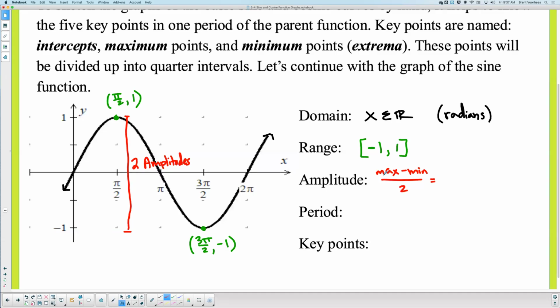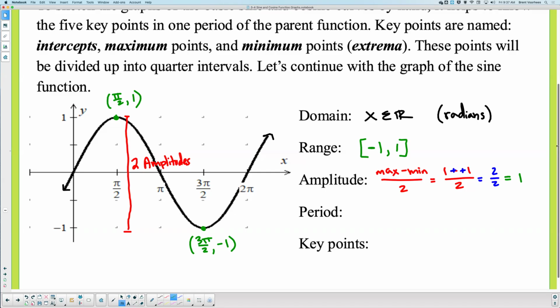Now, what is the height of the maximum? 1. Minus, what's the height of the minimum? -1, divided by 2. What happens if you have a minus a negative? They add. 1 plus 1 is 2, so it becomes 2 over 2, and 2 over 2 simplifies to 1. The amplitude is 1. That means from the middle of the graph, the midline, up, it's 1 unit, as we could see easily.